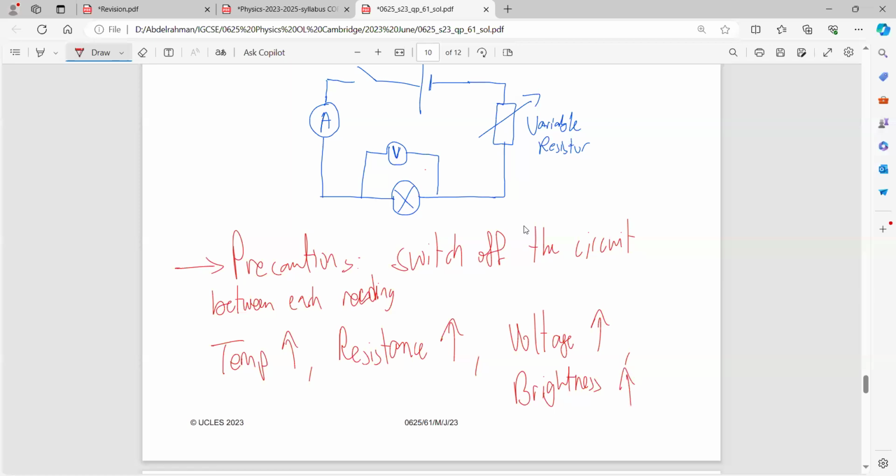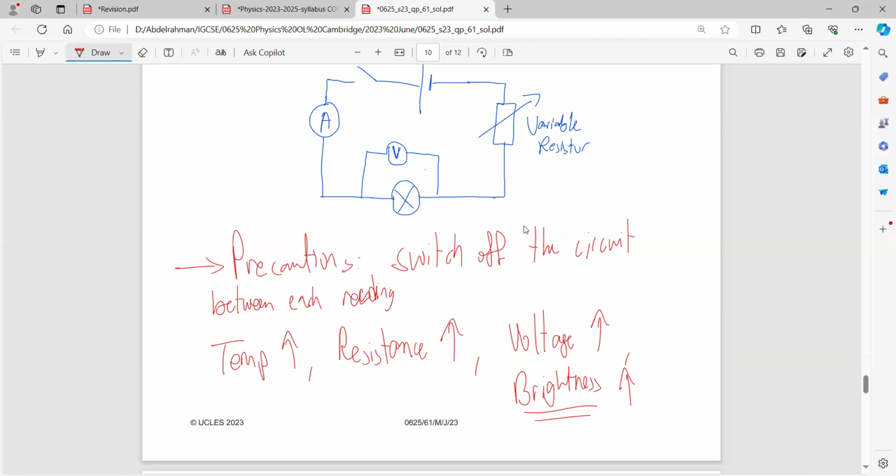So for this question, it would be logical, if he asked you to write one of the precautions, to write down switch off the circuit between each reading. Why? Because when you switch off the circuit, you give the lamp some time to cool down. When it cools down, it returns to its original resistance and temperature, so it would give off the same voltage and the same brightness. But if the filament lamp gets too hot, the temperature rises and the resistance increases, the voltage increases, and the lamp will be a lot brighter.